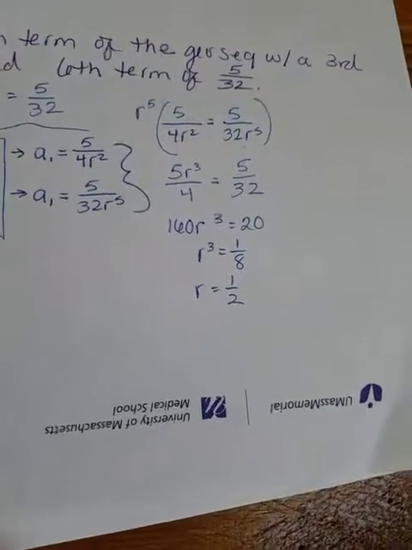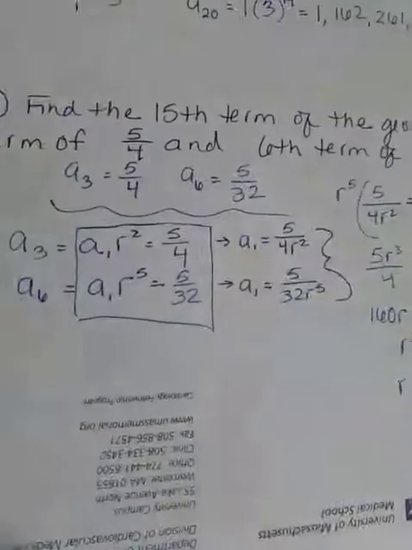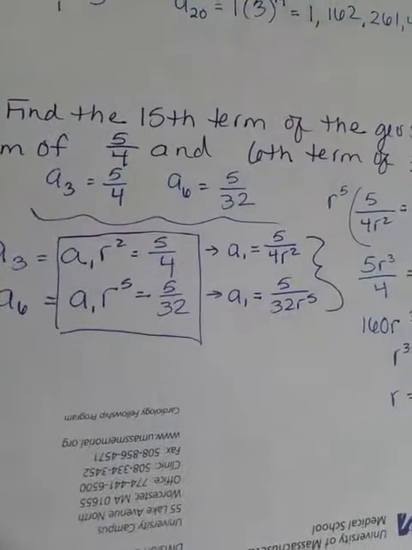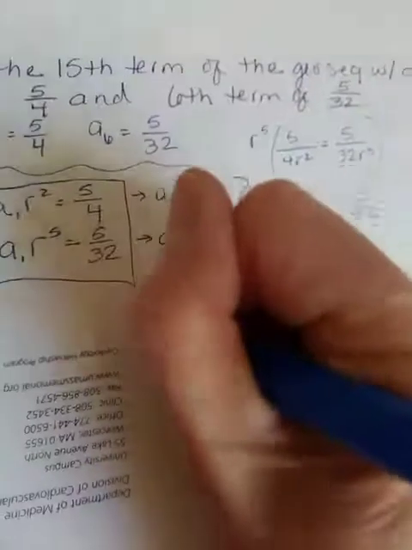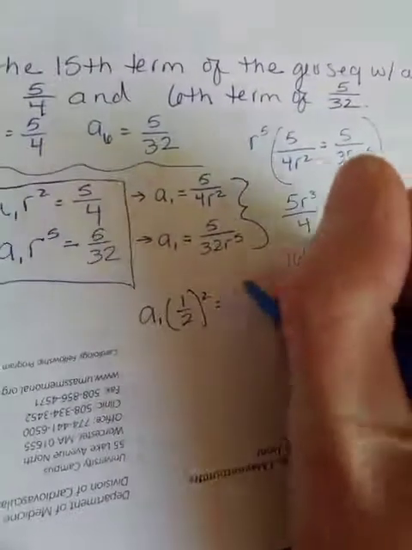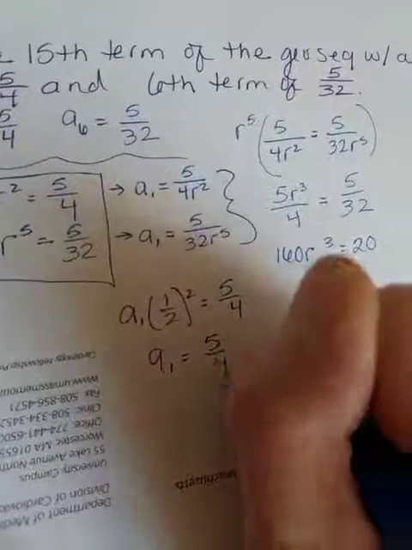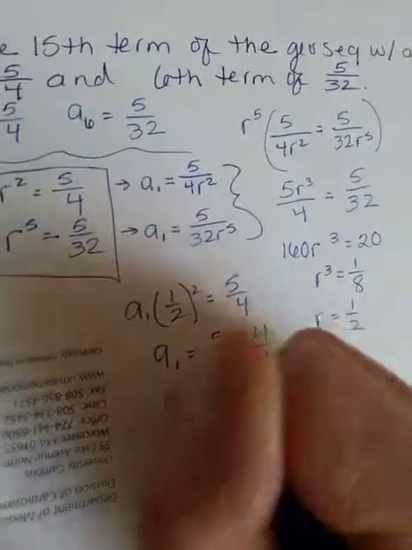Now I need to find, though, my a sub 1. So I'm just going to substitute back into any equation. Any of these equations here, right? I'm just going to go with that one. I could have done that, but oh well. So I have a sub 1 times 1/2 squared equals 5/4. So I'm really doing 5/4 times 4 over 1. So a sub 1 is 5.